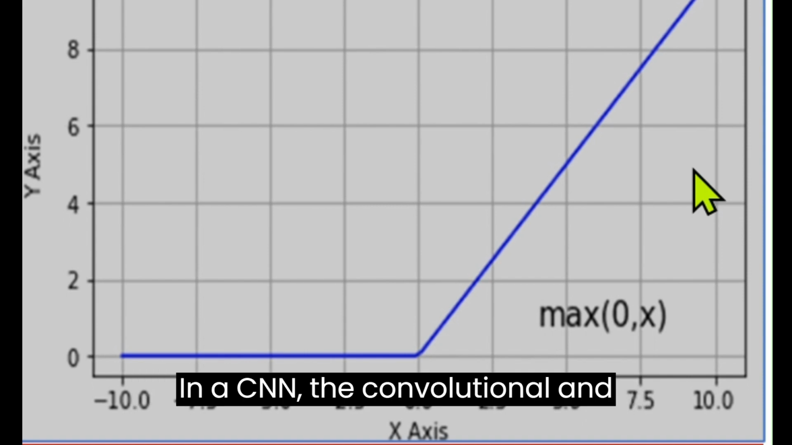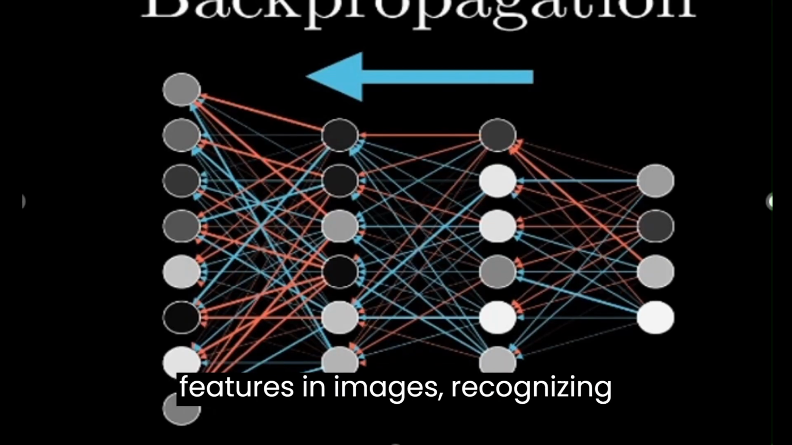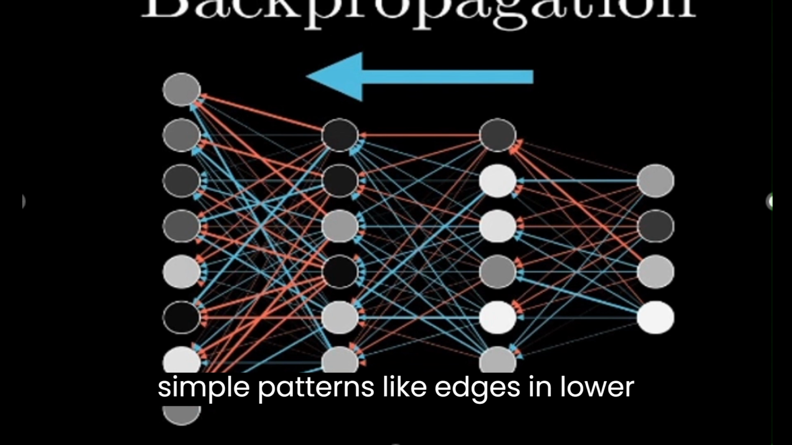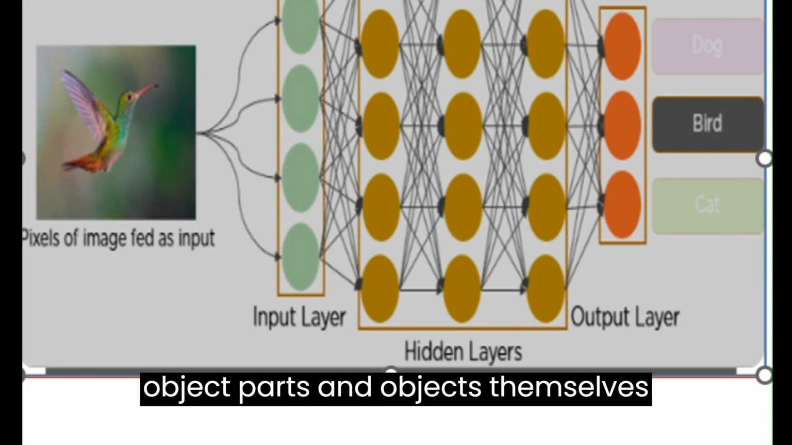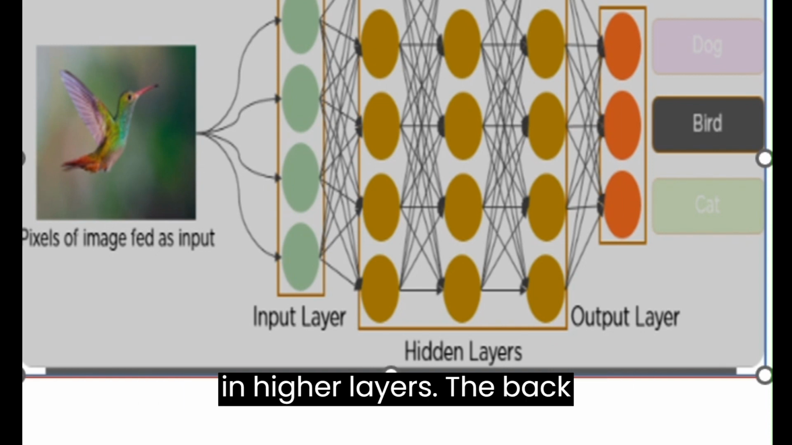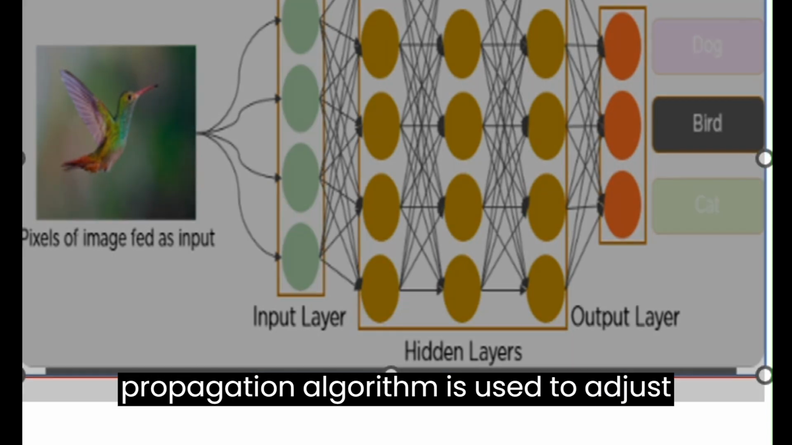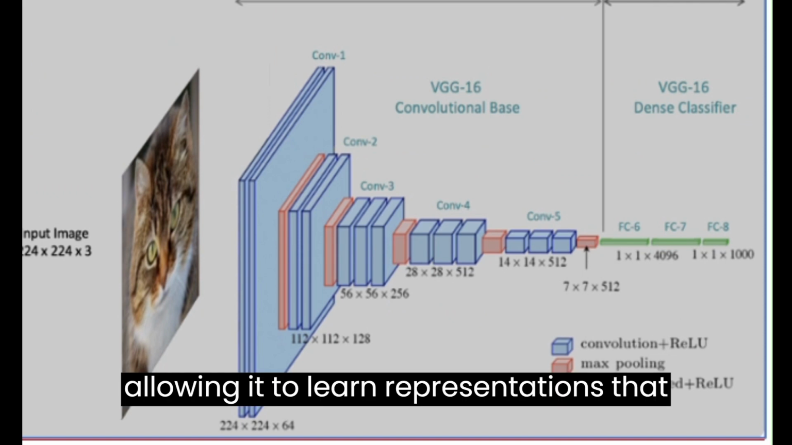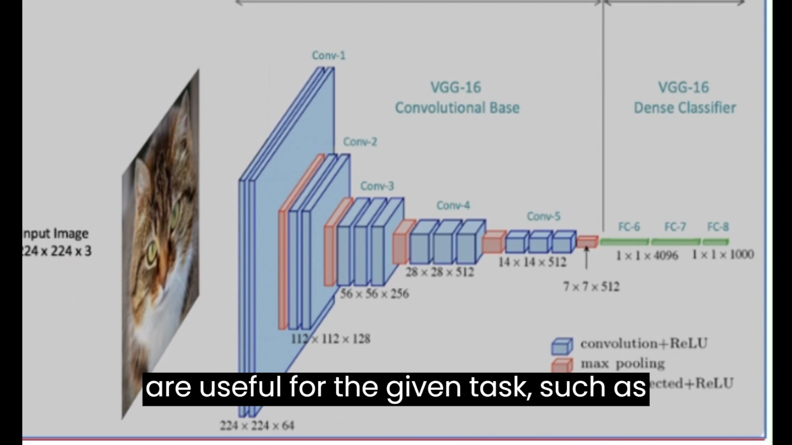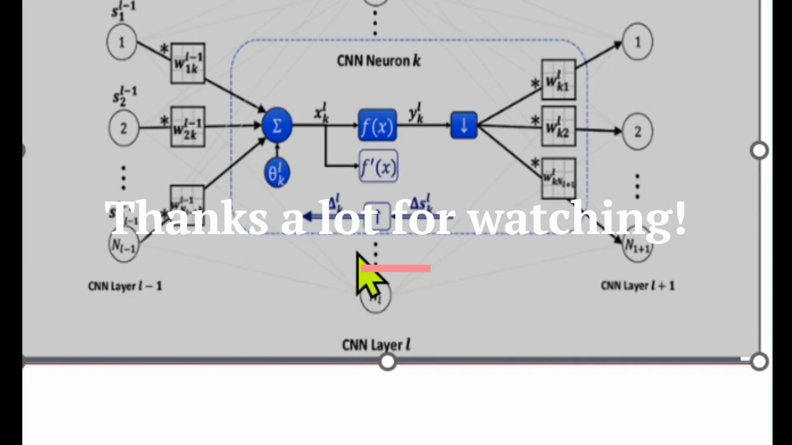In a CNN, the convolutional and pooling layers help capture hierarchical features in images, recognizing simple patterns like edges in lower layers and complex patterns like object parts and objects themselves in higher layers. The backpropagation algorithm is used to adjust the weights in all layers of the network, allowing it to learn representations that are useful for the given task, such as image classification.